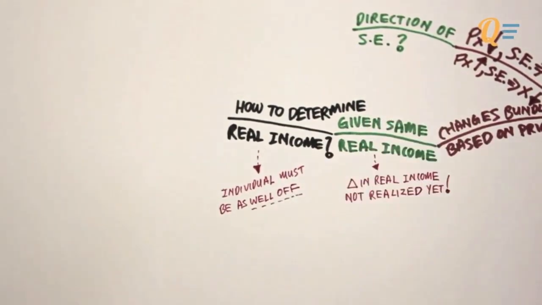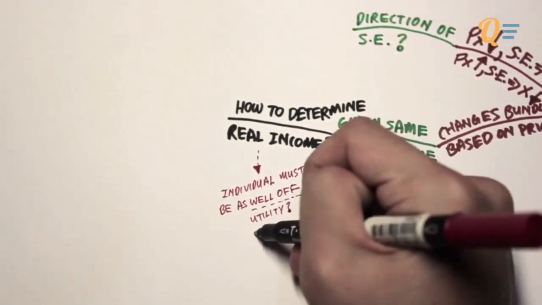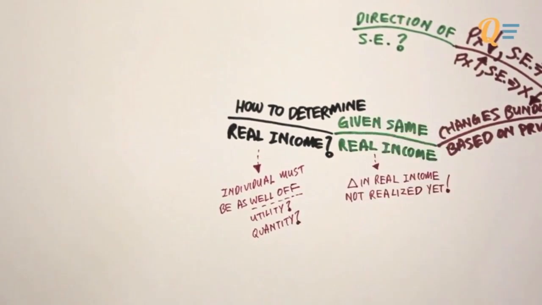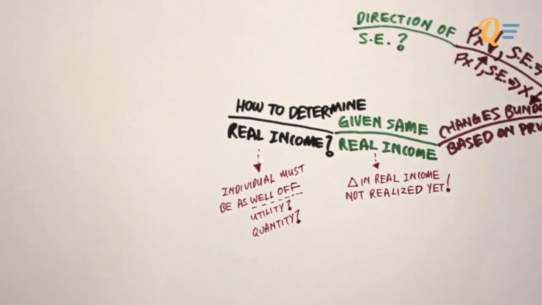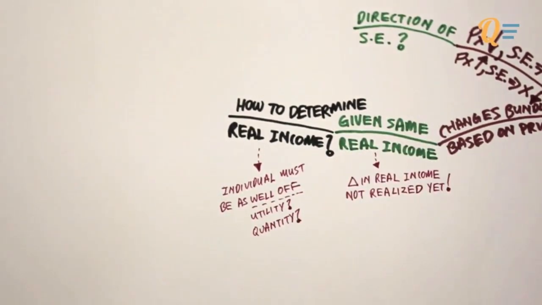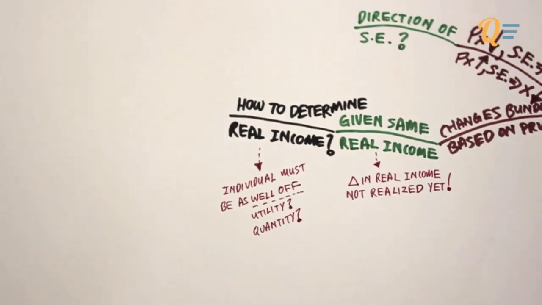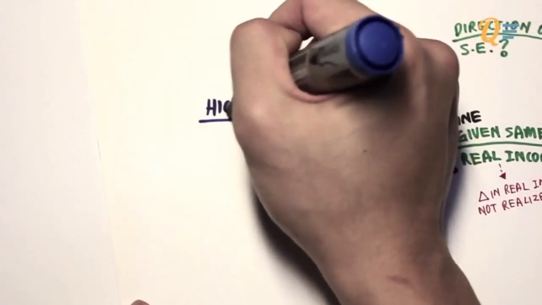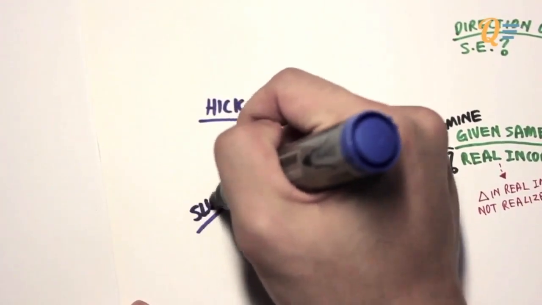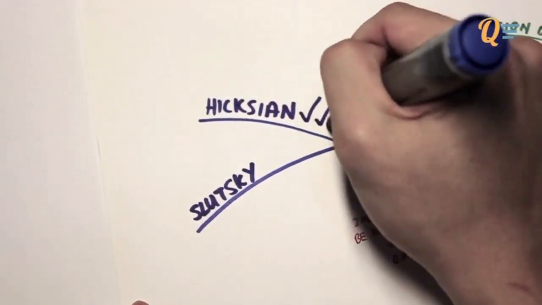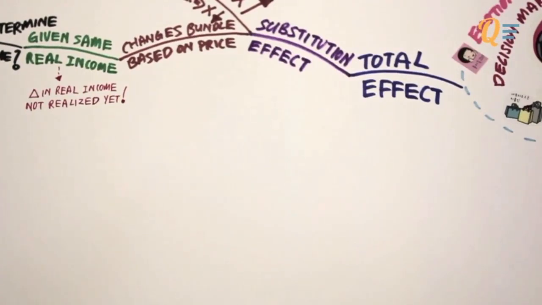So what do you think of when I say the words well off? Do you think of utility? Or do you think of quantity? Which one should be the base of which we determine what is the initial real income? And this is where the Hicksian analysis as well as the Slutsky analysis comes into play. We will be using more of the Hicksian analysis in this syllabus.